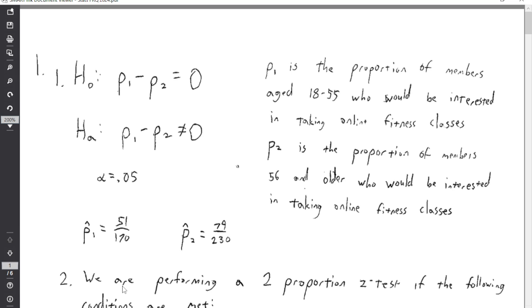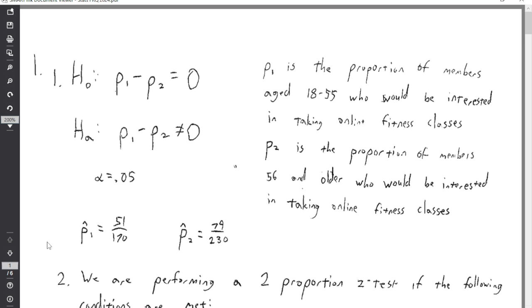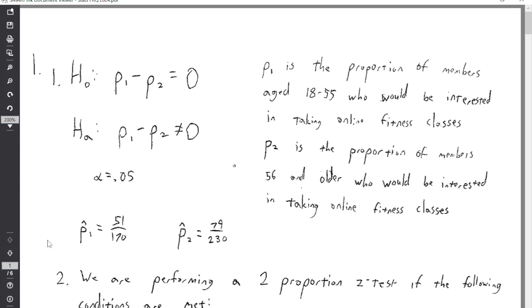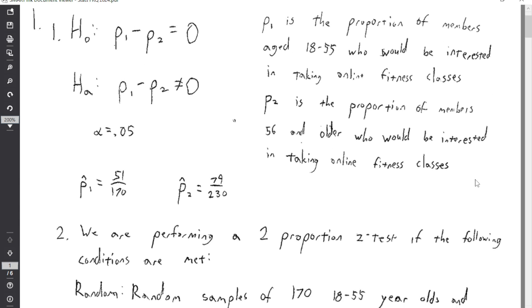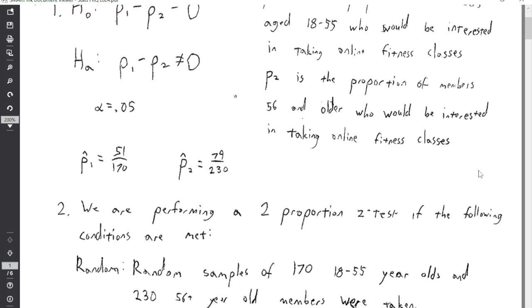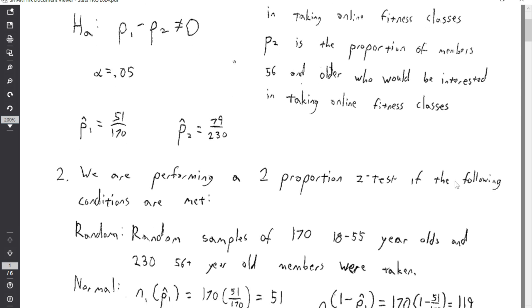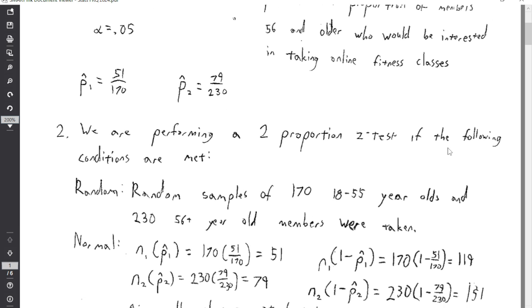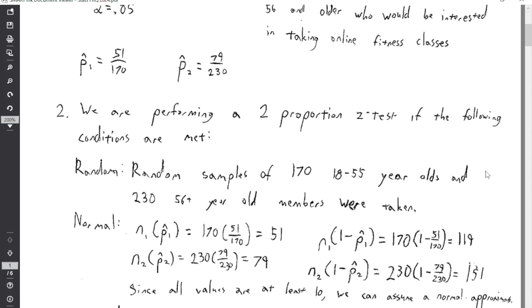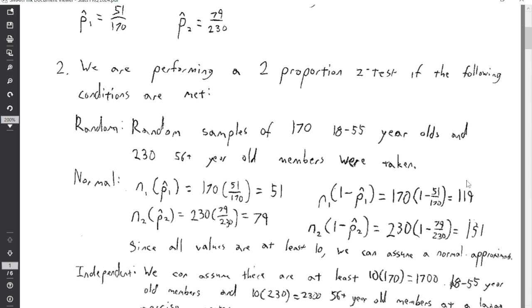You just need to make sure you define which one is P1 and which one is P2. Then I also went ahead and put in what P hat is for P hat 1 and P hat 2. Then we're doing a 2-proportion Z test, or a 2-sample Z test for proportions. And then our conditions there are random, normal, and independent. So for random, we have to check both samples, separate random sample. And then for normal, we check n times P hat and n times 1 minus P hat for both samples. And they're all at least 10, so we have a normal approximation.